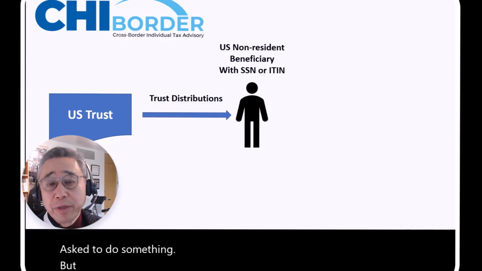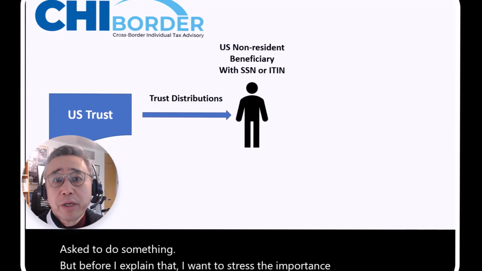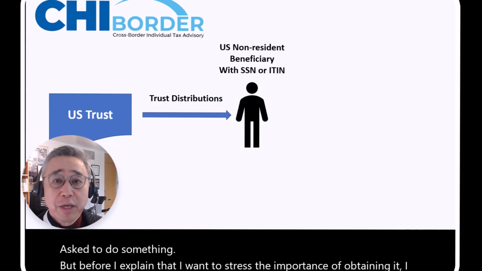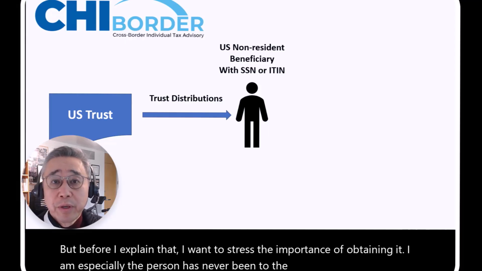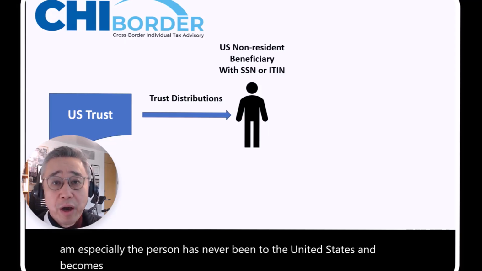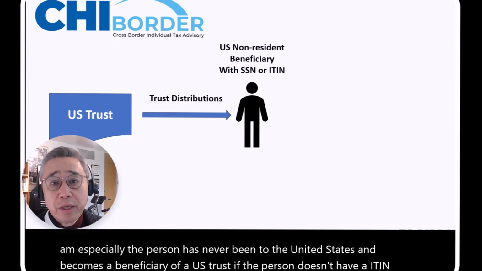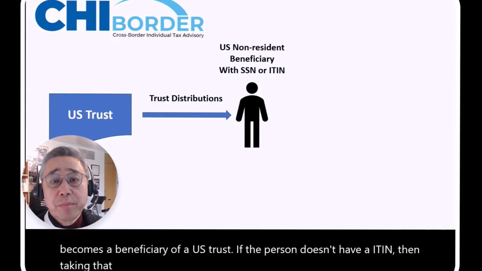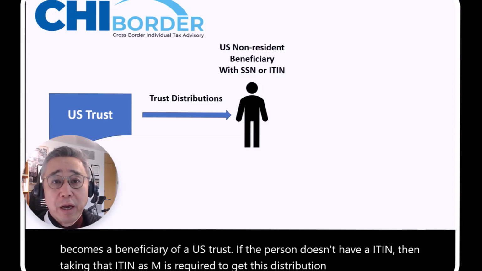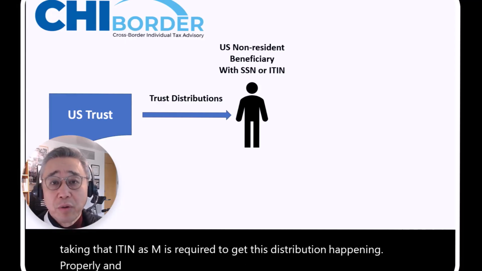But before I explain that, I want to stress the importance of obtaining an ITIN, especially if the person has never been to the United States and becomes a beneficiary of a U.S. trust. If the person doesn't have an ITIN, then obtaining that ITIN is required to get this distribution happening properly, and the process itself takes a long time.